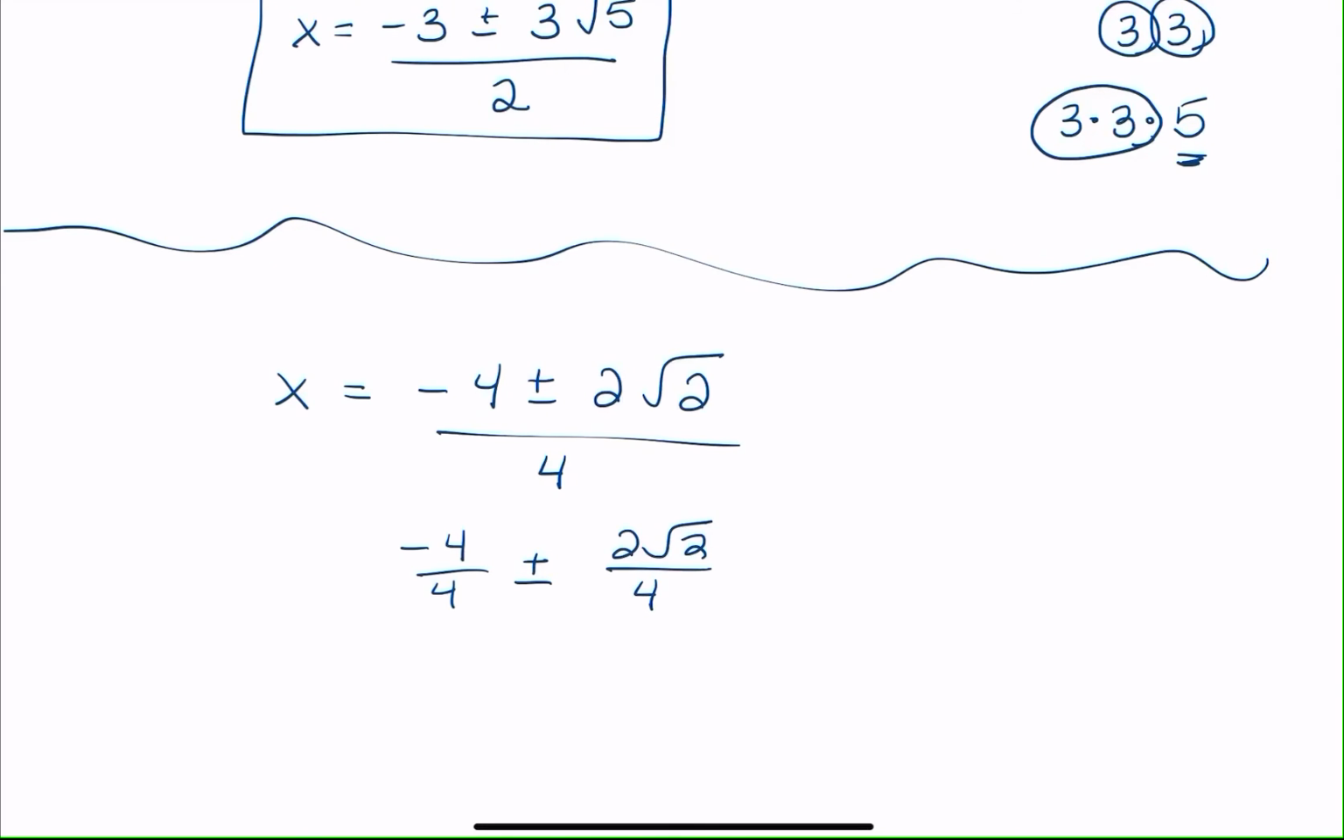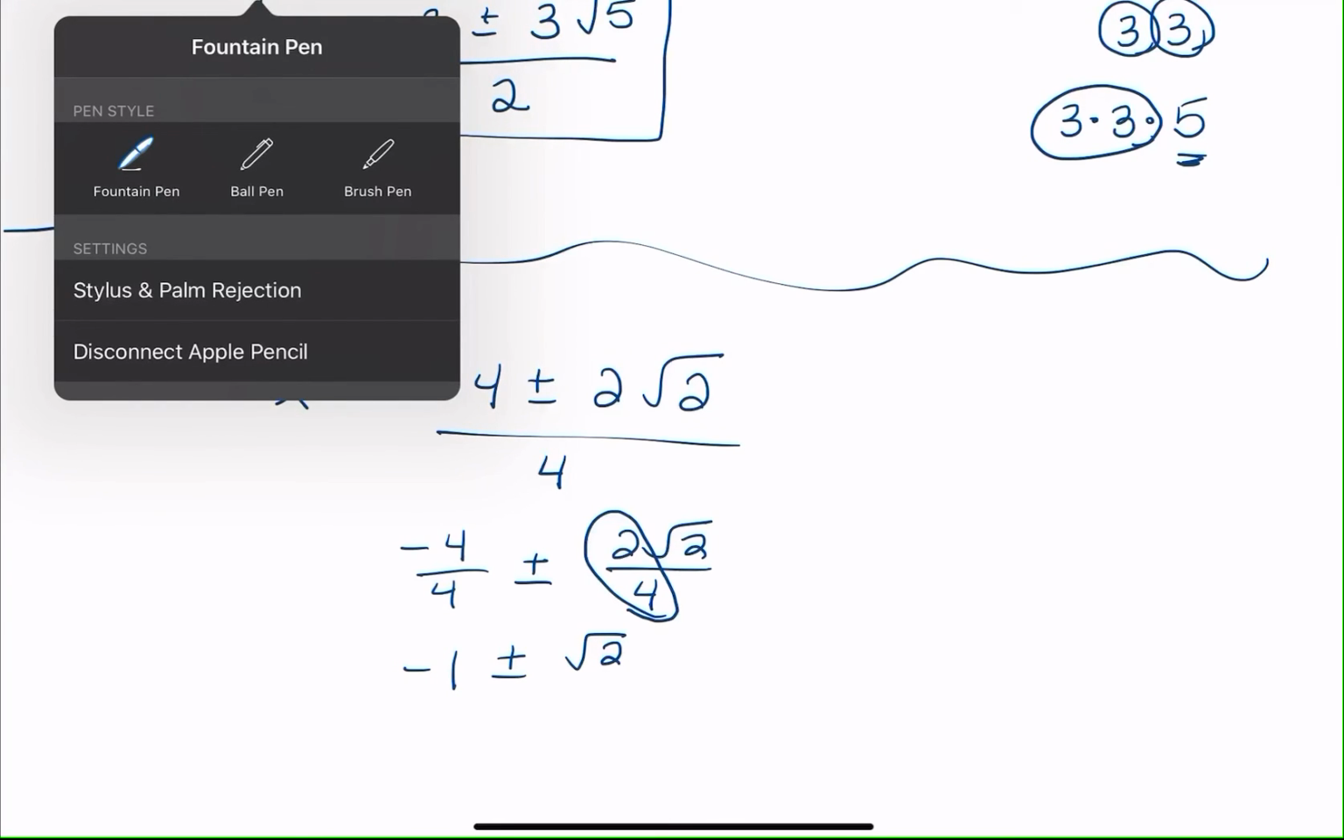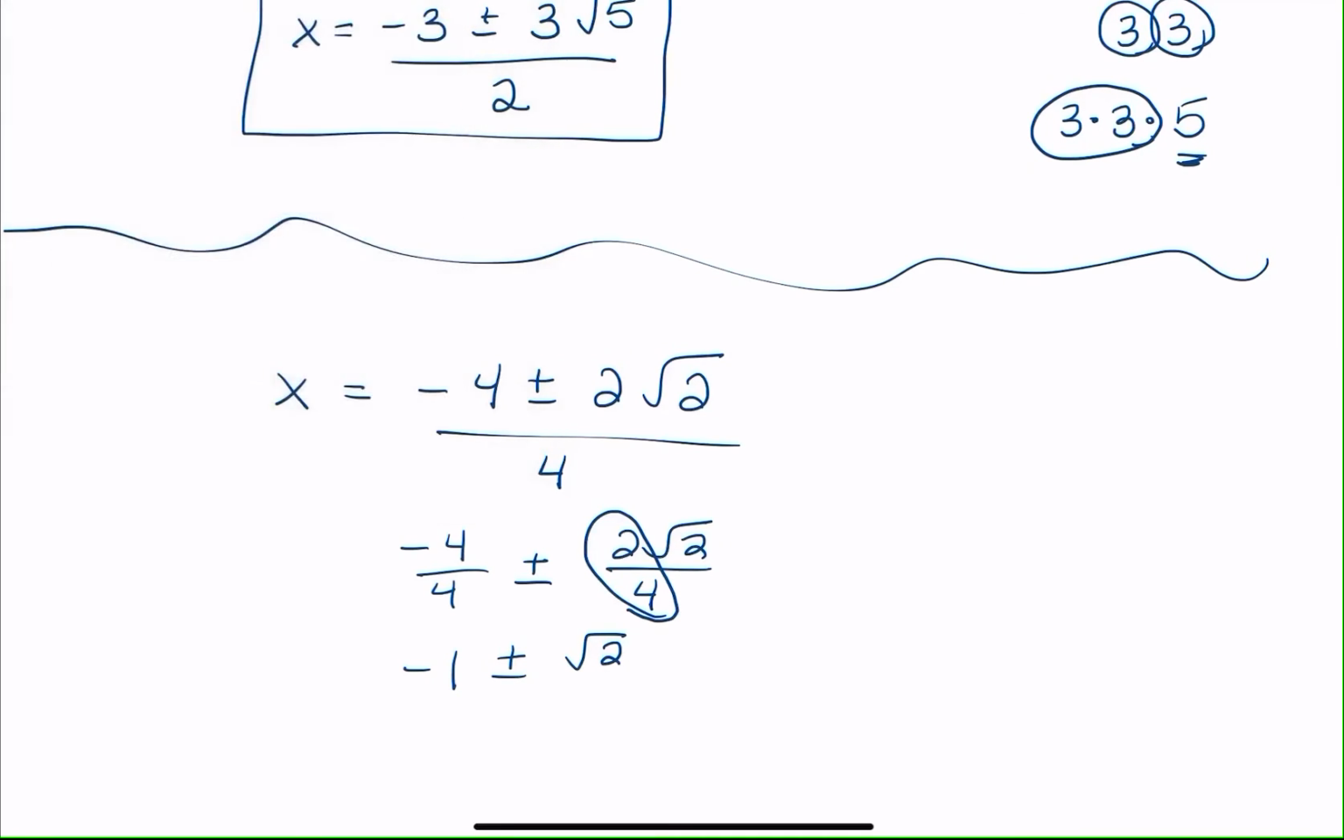So if you pull it apart, I've got negative 4 over 4, which is negative 1, plus or minus. You just are going to look at what's not under the radical. 2 over 4 would reduce to 1/2. So there would be an understood 1 on top. So 1 square root of 2 over 2, because that would reduce to 1/2. So that would be the simplified answer there.